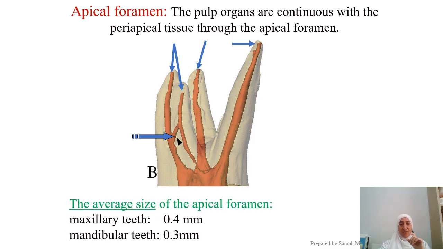The average size of the apical foramen in the maxillary teeth could be 0.4 millimeter, while in the mandibular teeth it is narrower and the average size will be 0.3 millimeter.